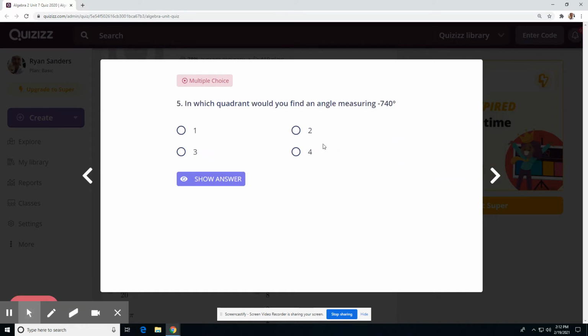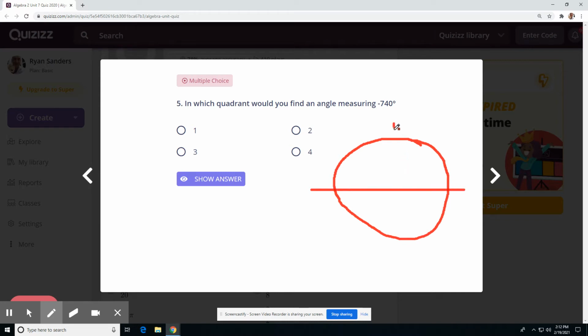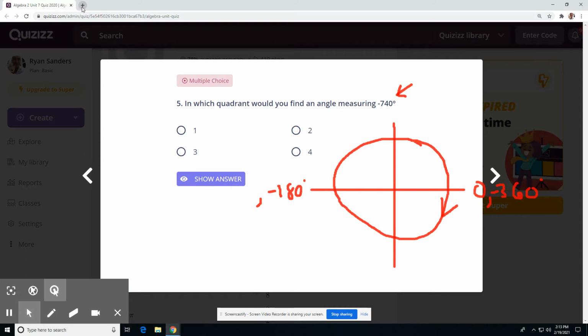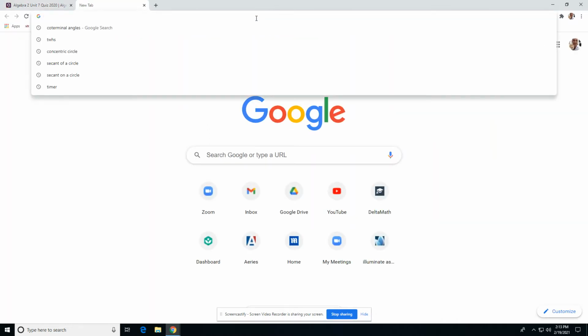Which quadrant would you find an angle measure negative 740? So negative means we're going the other direction. So now we're going in this direction. This would be 0. This would be negative 360 degrees. Notice we're in degrees here. That's why my circle is in terms of degrees. This would be negative 180 degrees. And you would just add negative 360 to this. So you need a calculator if I don't have that memorized. So let's do Desmos.